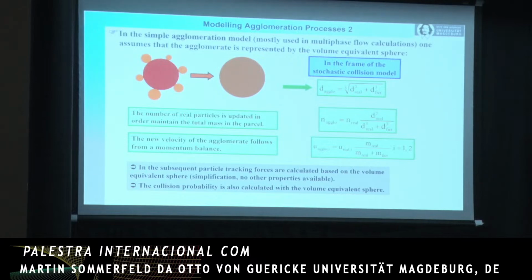So this is the approach done for the volume equivalent sphere in the parcel concept and the fictitious interparticle collision model. So when you have agglomeration, you form a new volume equivalent sphere, so your diameter increases. So you add a fictitious particle to your real particle. So the mass would be increasing, but this should be avoided for mass balance. Therefore, you reduce the number of primary particles in the aggregate. Okay? That's very important. Mass balance going on.